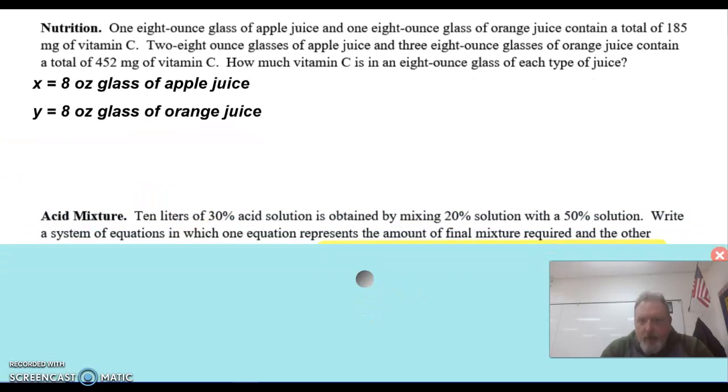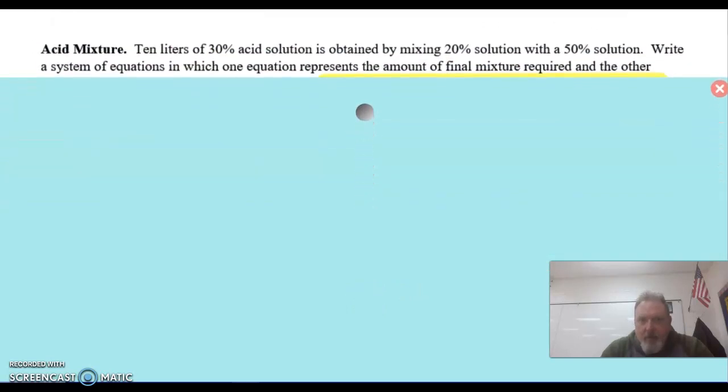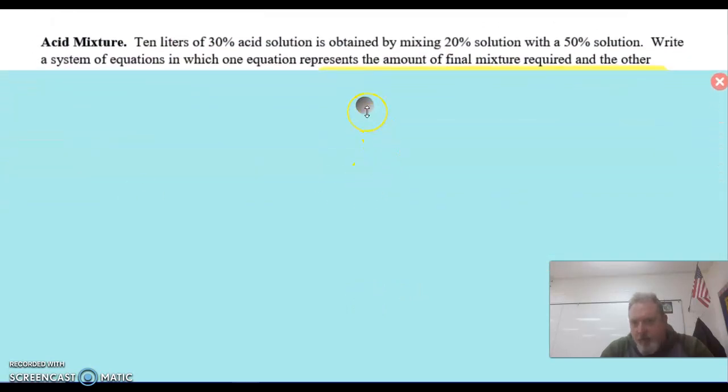Okay, number 2, the infamous mixture problems. So we are trying to obtain a 30% acid mixture. We had one similar to this the other day. It was with gasoline mixing. I think it was E85 and E15 to get E40, 40% ethanol. So now it's the same idea. We're just mixing an acid mixture instead of gasoline.